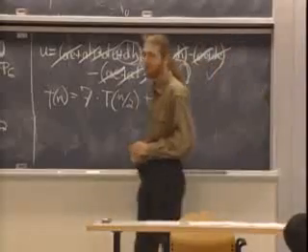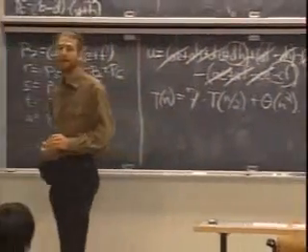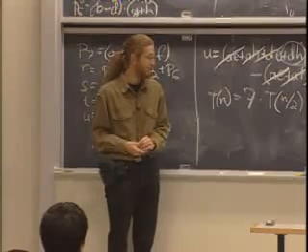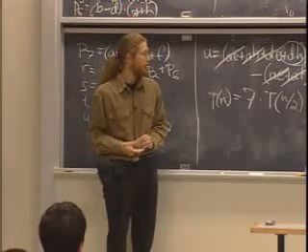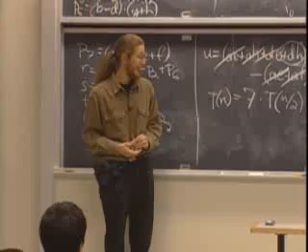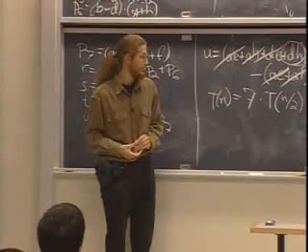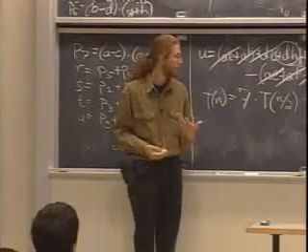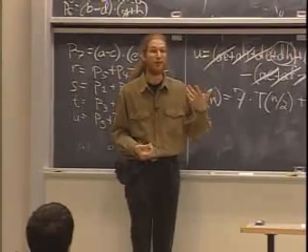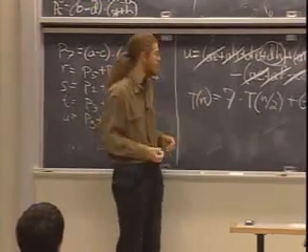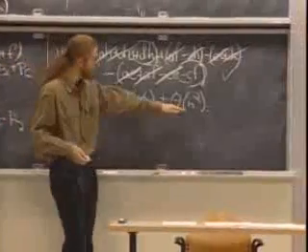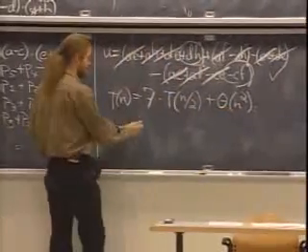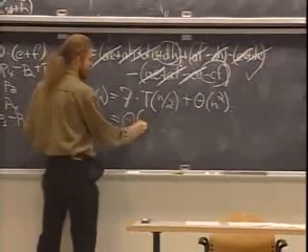So now we need to solve this recurrence. We compute n to the log base b of a, which here is n to the log base 2 of 7. And we know log base 2 of 8 is 3. Log base 2 of 7 is going to be a little bit less than 3, but still bigger than 2, because log base 2 of 4 is 2. So it's going to be polynomially larger than n squared, but polynomially smaller than n cubed. So we're again in case 1.